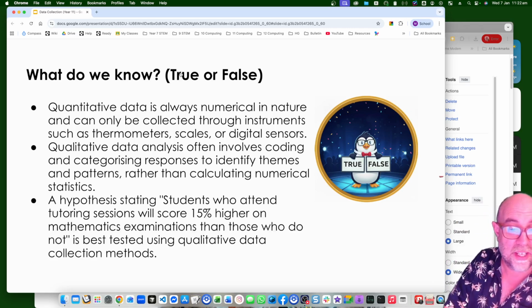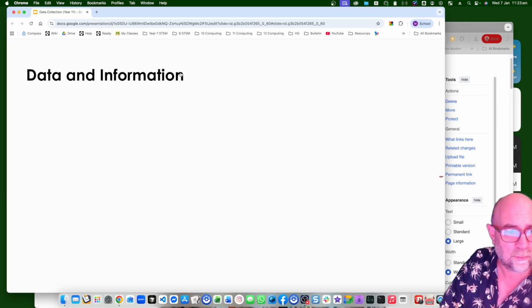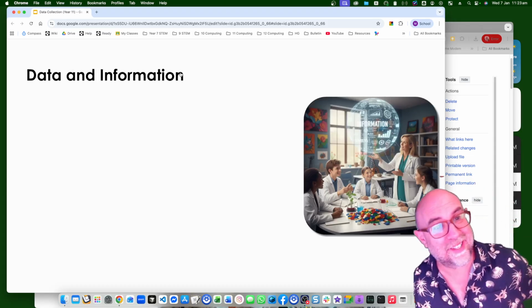A hypothesis stating students who attend tutoring sessions will score 15% higher on mathematical examinations than those who do not is best tested using qualitative data. No, you'd want quantitative for that. Okay, so let's talk about data and information.